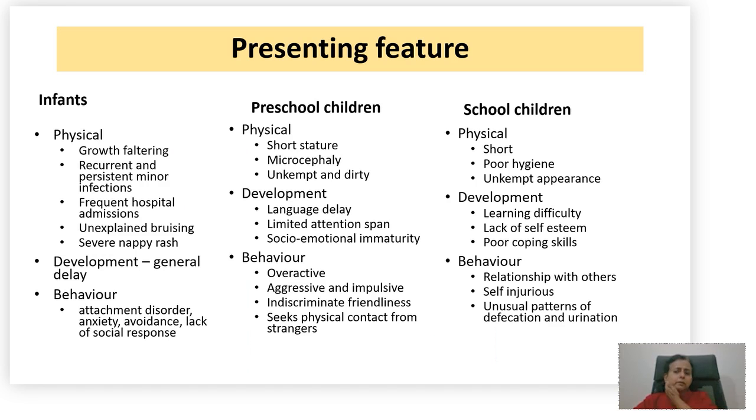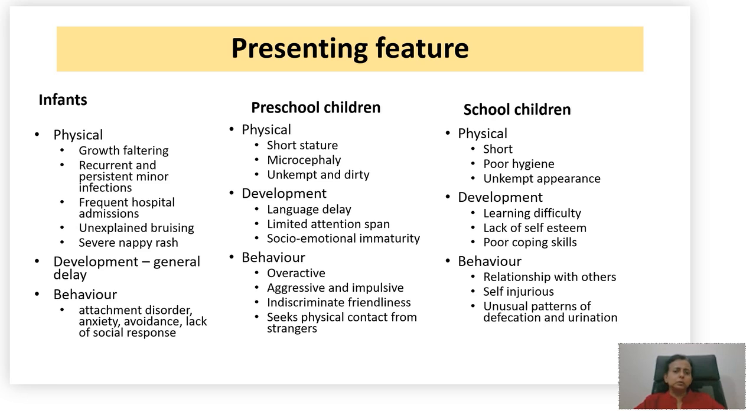So if you see a case of neglect, there are several presenting features that you have to look for, and they may vary from infant to preschool to school to adolescent. In that situation, growth faltering, physical changes, developmental changes, and behavioral issues can be presenting. Physically, they may have growth faltering, recurrent or persistent minor infections, frequent hospital admissions, and developmentally they may be delayed.